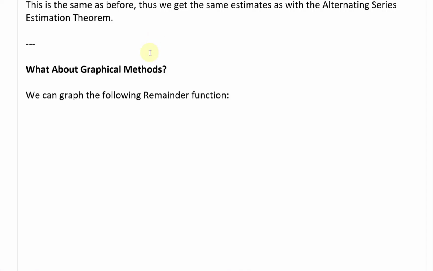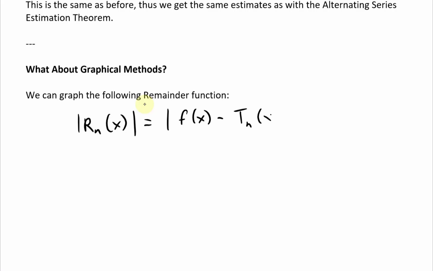Now continuing on to this example 2, what about the graphical method? We can graph the following remainder function, and in our case we're going to write this as R. Remember, the general formula for the remainder is the absolute value of R sub n of x, which is equal to the difference between f of x and our approximation T n of x, the Taylor polynomial. So in our case, using the same notation as Taylor's inequality, R6 of x. In the estimation one we just used R2, but that just depends on how you're counting. So this one's R6.